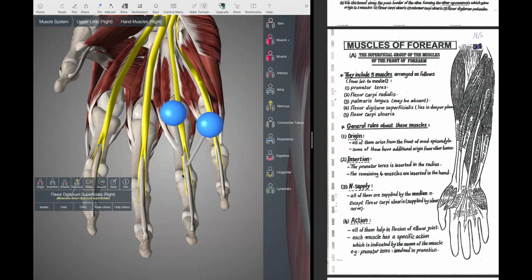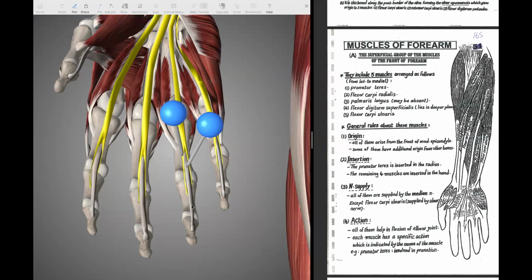Flexor digitorum superficialis splits into two and stops where? Look, another hint. Stops where? At the intermediate phalanx. The profundus crosses it, pierces it, and goes and joins at the distal phalanx. And one thing that you have to know, and I will send you all this on your camera when I'm able, look, I will send you this, okay?